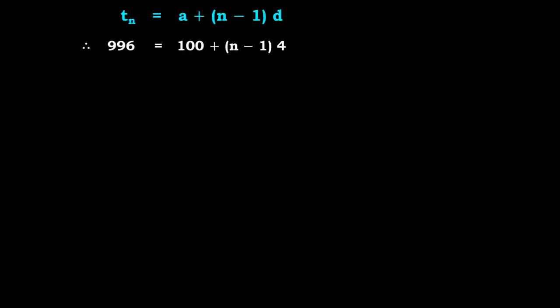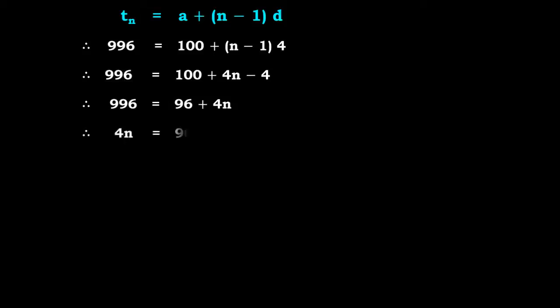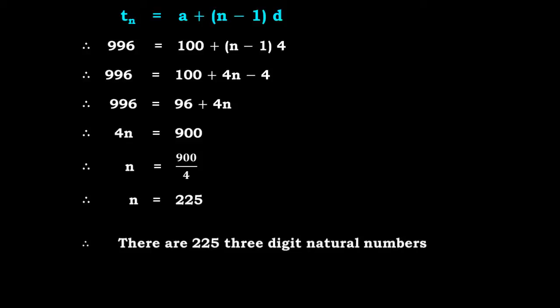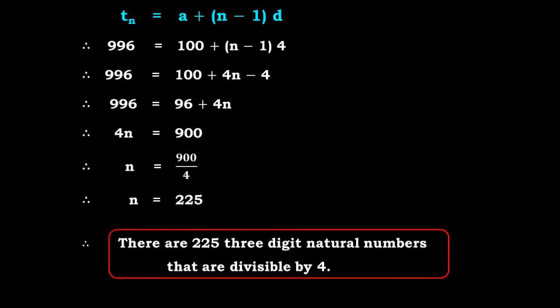Now we can solve this. By multiplication you will get 4n minus 4. So 996 minus 100, or you can add first 100 minus 4 to get 96. That will become very easy, student. So 996 minus 96 will become 900. So 4n is equal to 900, n is equal to 900 upon 4. So n is equal to 225. That means 225 3-digit natural numbers are divisible by 4. So see, student, here you have to find n. So we have the first term, nth term, and common difference. So by using the formula TN is equal to A plus N minus 1 into D, we have 225 3-digit natural numbers which are divisible by 4.